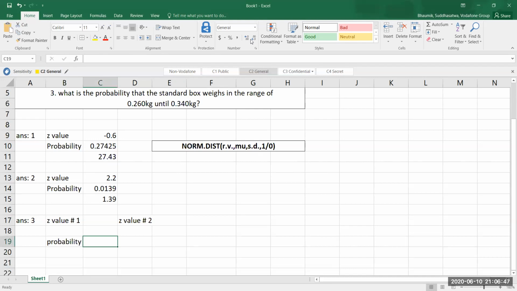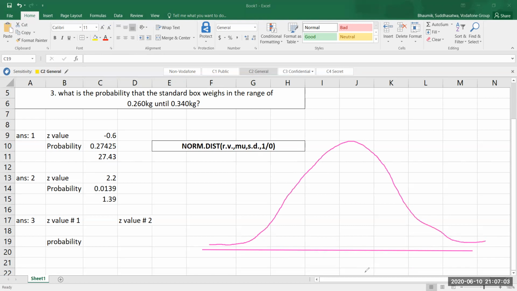It is because, let me again draw. This is a straight line. This is the x, right? So this is my random variable x, and this is my normal distribution. I have a mean over here, which is mu. This mu is equal to 0.295. What is the question? There are two random variables, 0.260 and 0.340. One which is less than mu, one which is greater than mu. That means it is asking us to find the probability of a range of values.